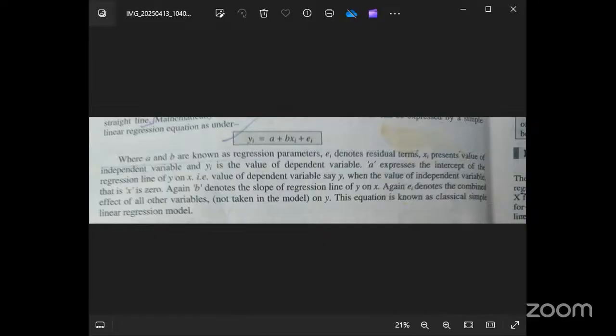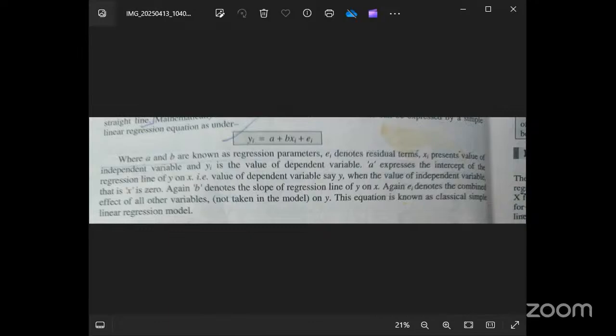So next one is partial regression, when two or more variables are studied in a functional relationship, but the relationship of only two variables is analyzed at a time, keeping other variables constant. Such regression is known as partial regression.